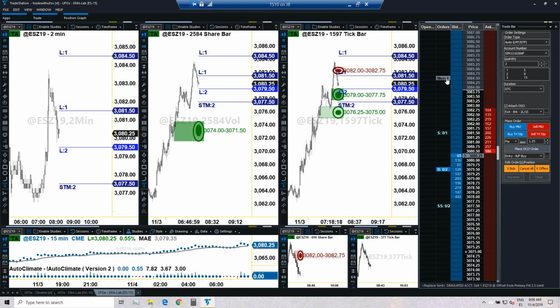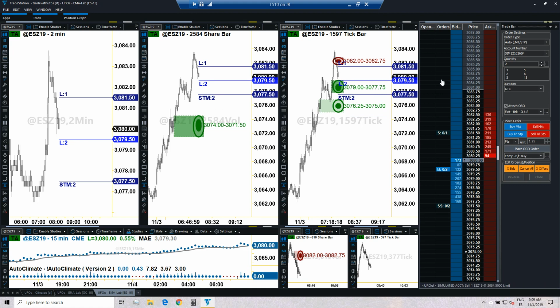And then my last target, notice what I'm going to do here. I'm just going to put my mouse on it, and you see the word cancel that shows up. I'm going to click and cancel my final target, because we don't have a final target. We will just keep a trailing stop. Okay, so the order is in.